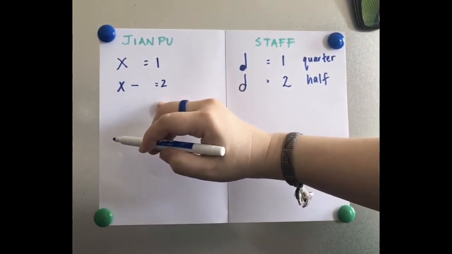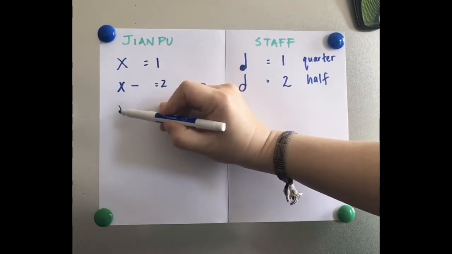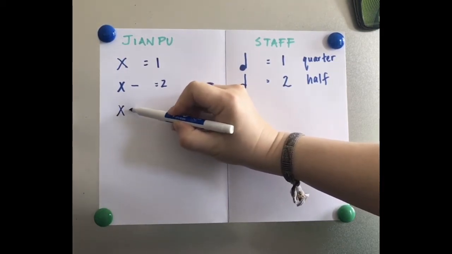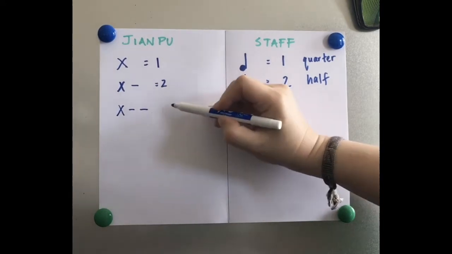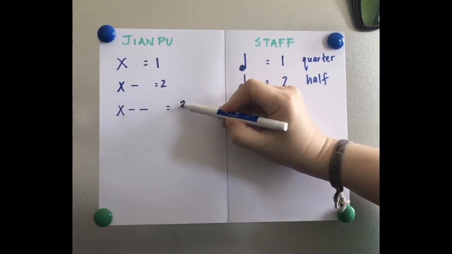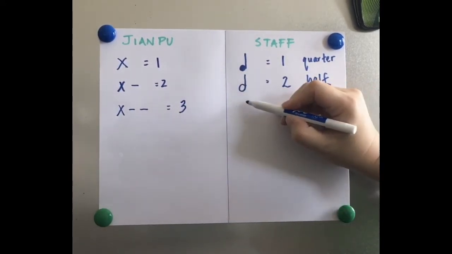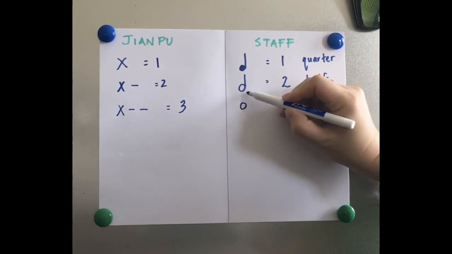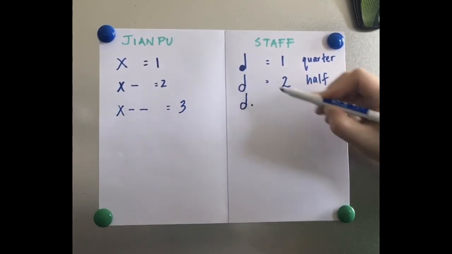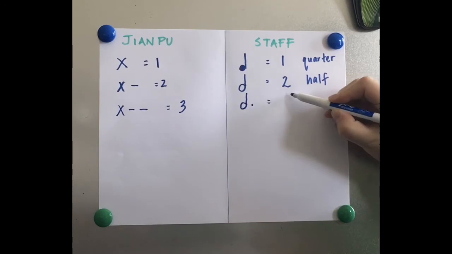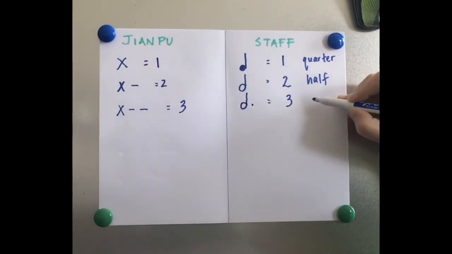So when we move onwards, if you have 3 beats, we will have 2 dashes. Okay, and this is equal to 3 beats. For staff notation, it's the half note with a dot next to it. So this is 3 beats. And this is called a dotted half note.